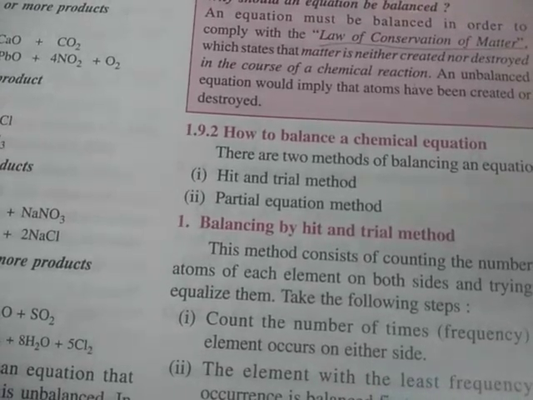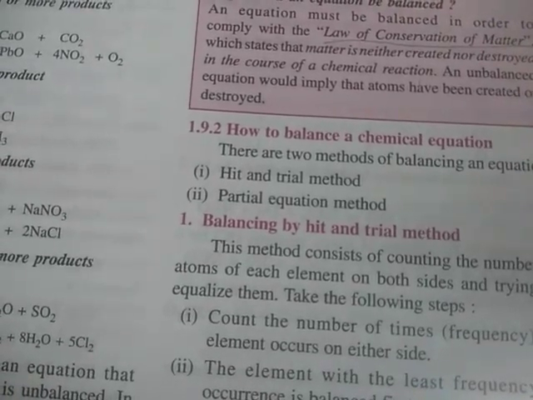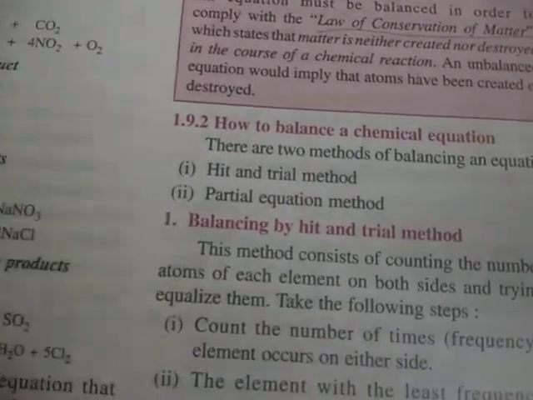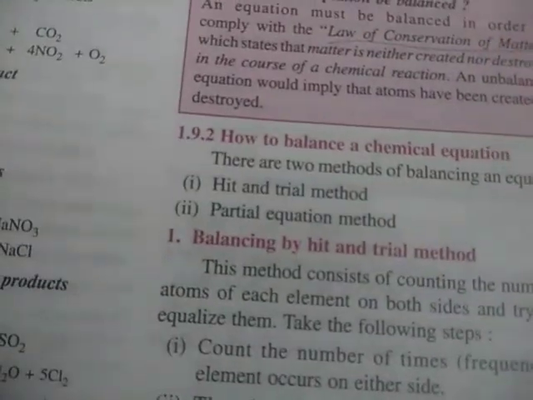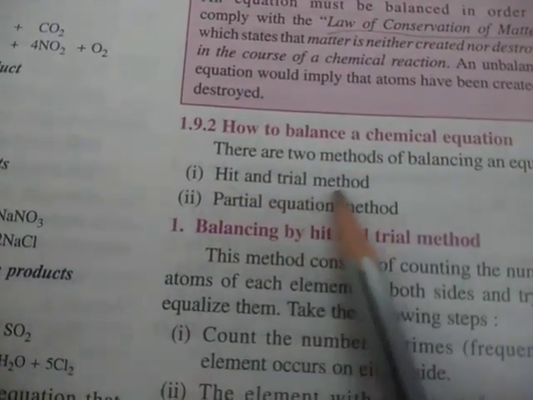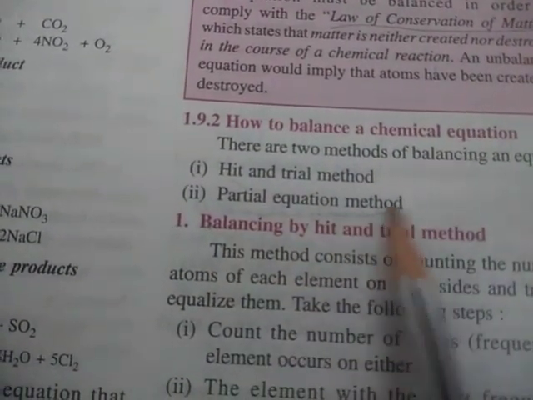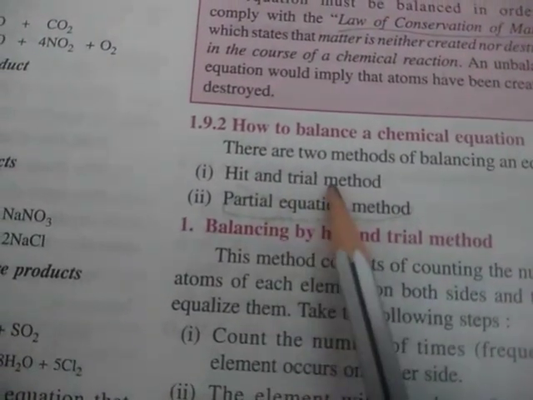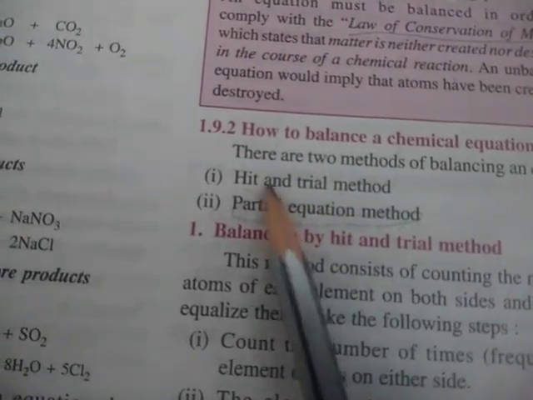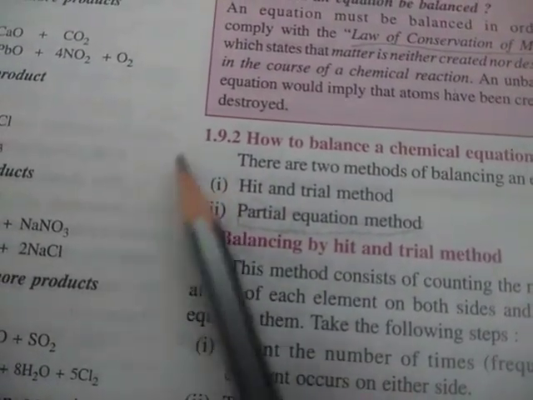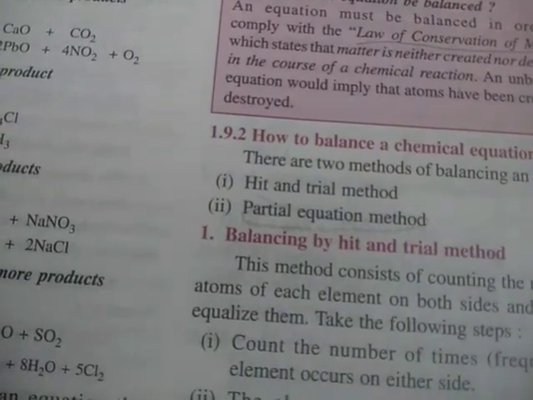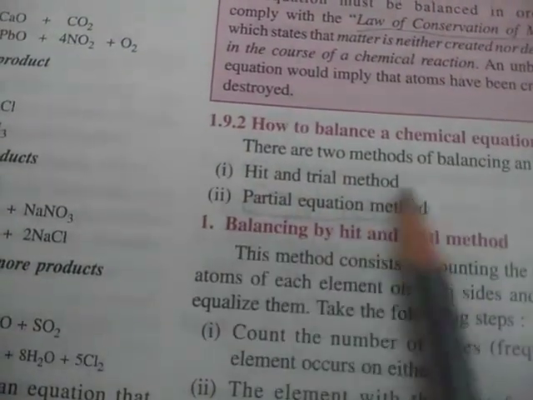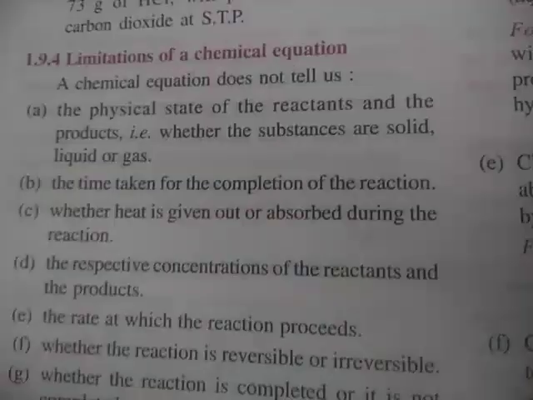Now how to balance a chemical equation? Now students, there is no hard and fast rule for balancing the equation. Only the hit and trial method we have to follow. And this partial equation method, basically it is not in your syllabus, but they have shown you. And this hit and trial method means every time you need to put some number on the left hand side, accordingly you need to change on the right hand side. So this will come only after having more practice.